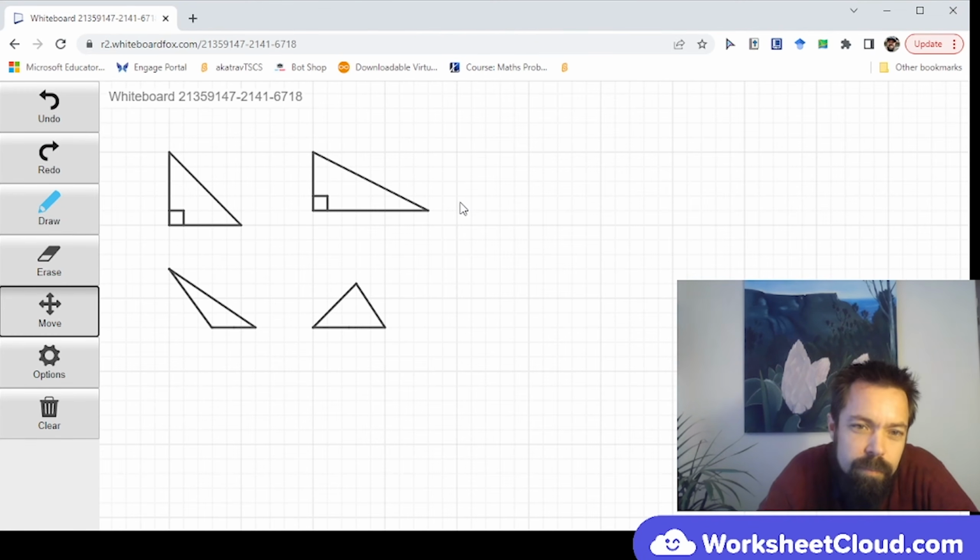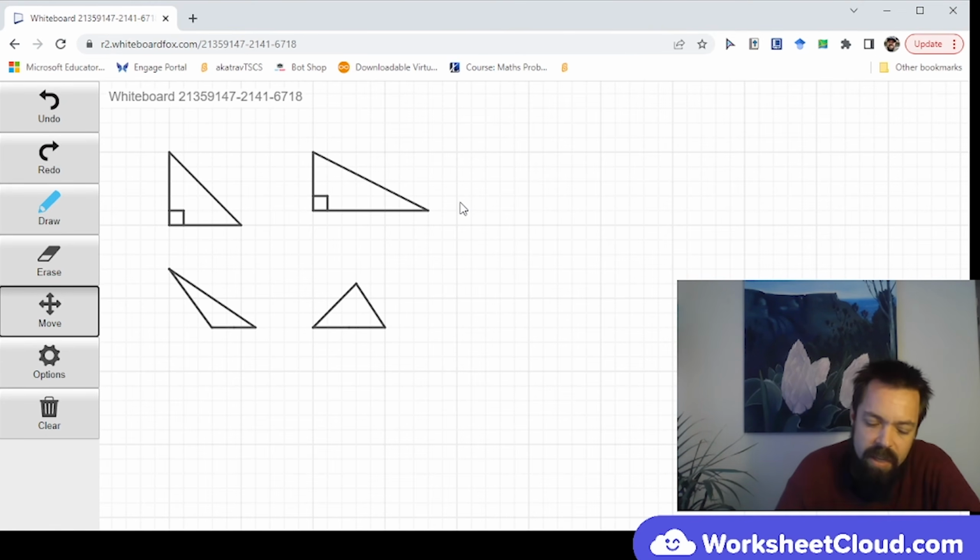That one. That would be an acute scalene because all the angles are acute and none of the sides are the same and none of the angles are the same. All right. It takes practice. The more you look at it, the easier it becomes.